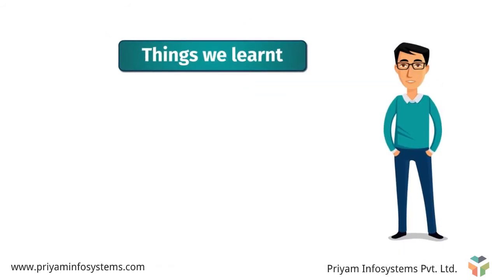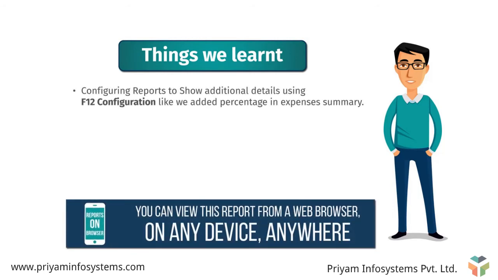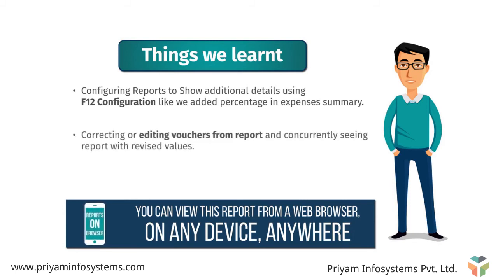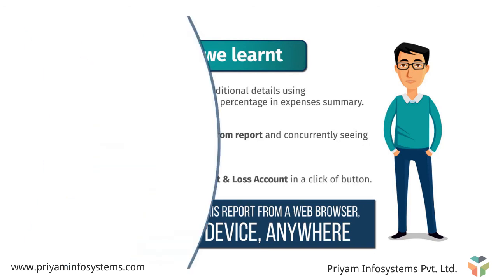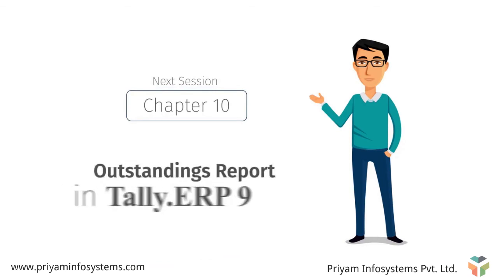Alright, here is a quick recap of what we learned. Configuring reports to show additional details using the F12 configuration, like we added percentage in expenses summary. Correcting or editing vouchers from report and concurrently seeing reports with revised values. And multi-column comparative profit and loss account at the click of a button. In our next chapter, you will see the outstandings report in Tally.ERP 9.